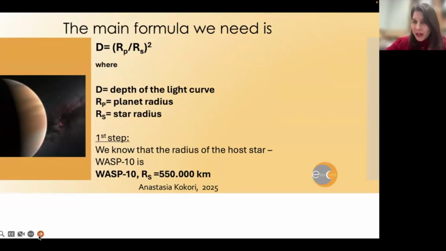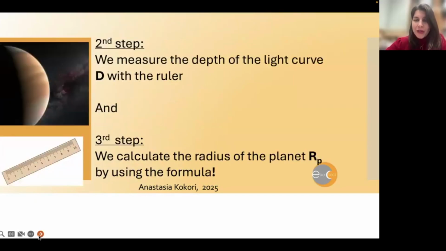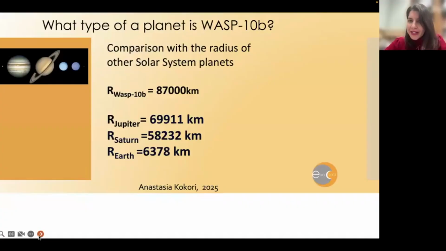The first step is to know the radius of the host star, which is given. And in that case, the light curve is taken from a real exoplanet, WASP-10b. We have the radius of the star. We measure the depth of the light curve, so the students can measure with the ruler that is provided the depth of this light curve. And finally, calculate by using the formula the radius of the planet and compare this radius with other solar system planets. And here it's a good opportunity for students to discuss among themselves with the different teams what they got, what they think about this planet.